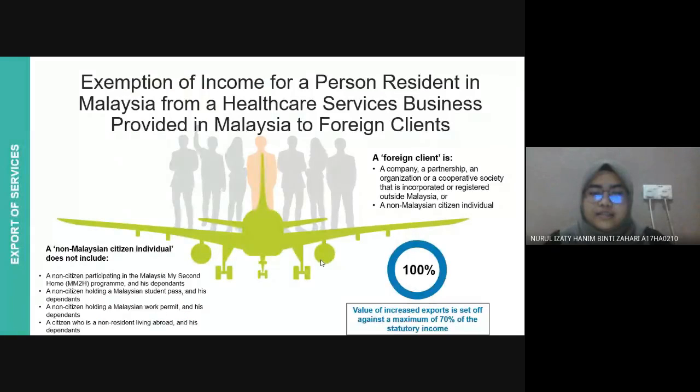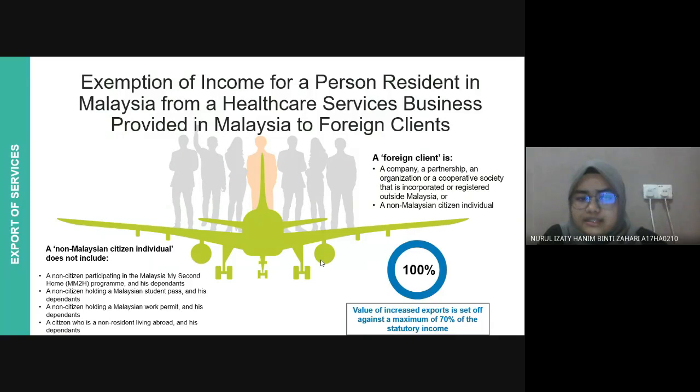So next is exemption of income for a person resident in Malaysia from a healthcare service business provided in Malaysia to foreign clients. This exemption is given to a person resident in Malaysia for healthcare service provided in Malaysia to a foreign client. A foreign client is a company, a partnership, an organization or cooperative society that is incorporated or registered outside Malaysia, or a non-Malaysian citizen individual.